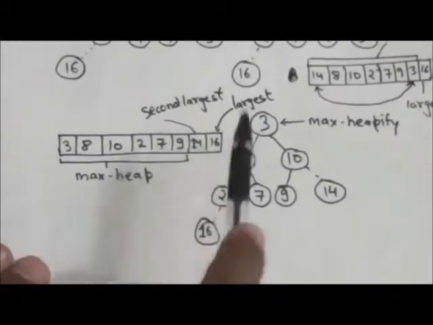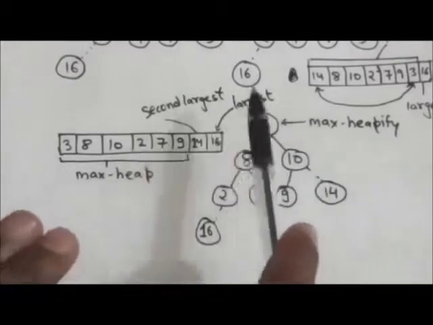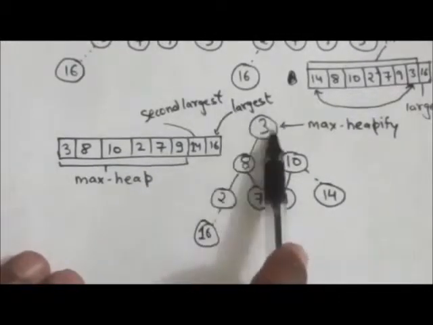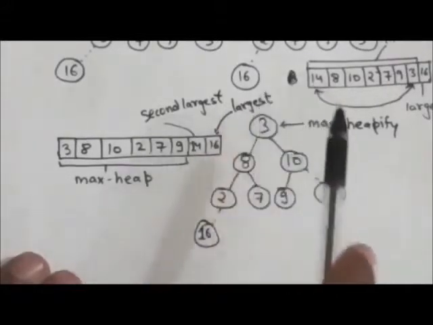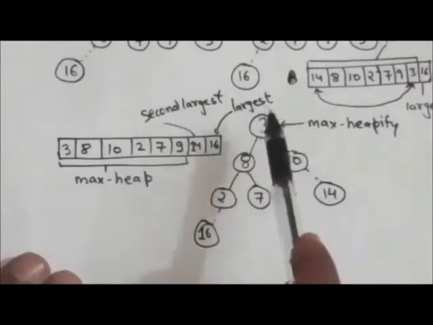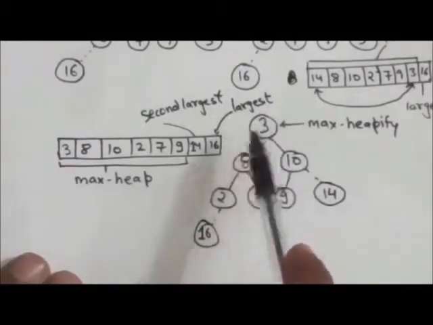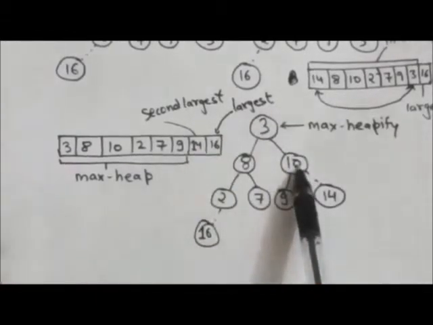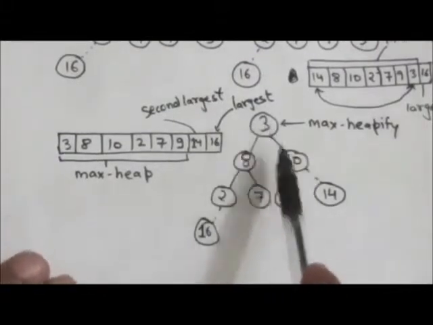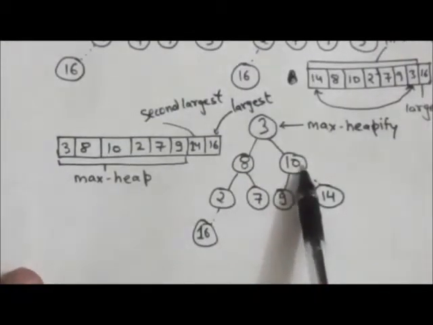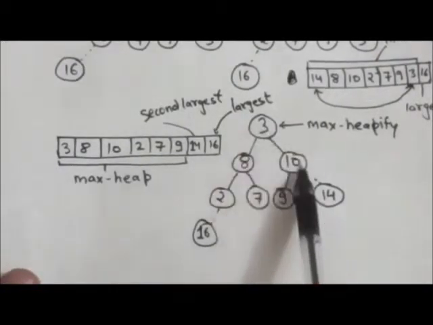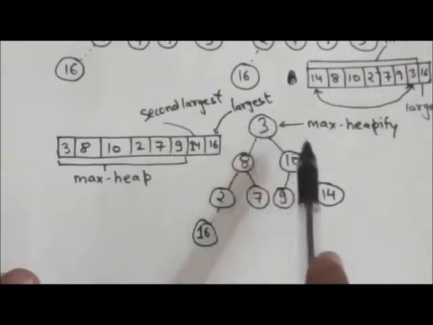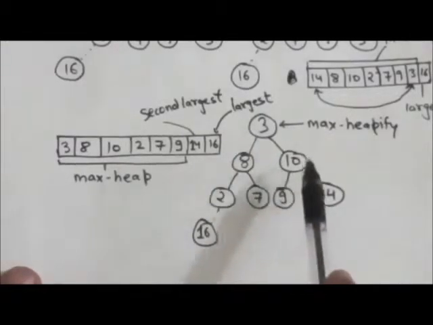like element 16, right? Now we will apply the max heapify algorithm on the root. Element 3 is at the root. Now the largest value among the root, the left child of the root and the right child of the root is that of the right child of the root. So we will exchange the root with its right child, right?